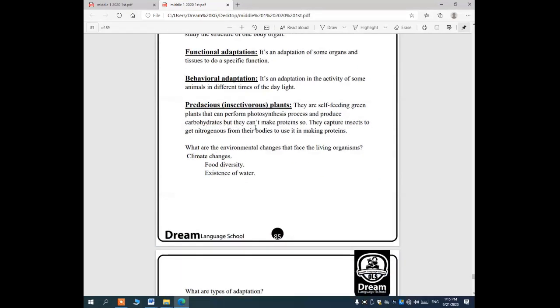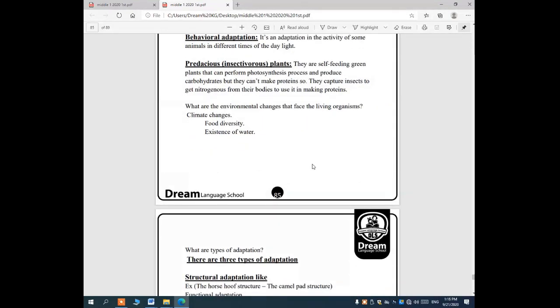We have something called insectivorous plants or insectivores. They are self-feeding green plants that can't make the photosynthesis process, so they find another way to get their food by capturing the insects inside them. We have some important examples of insectivorous plants like Dionaea, Drosera, or Halophila. They are plants that belong to insectivorous plants.